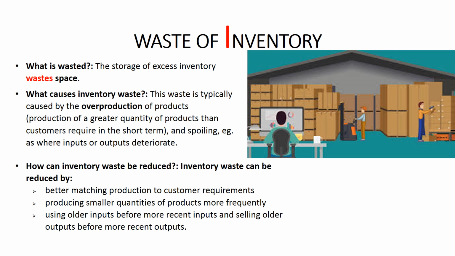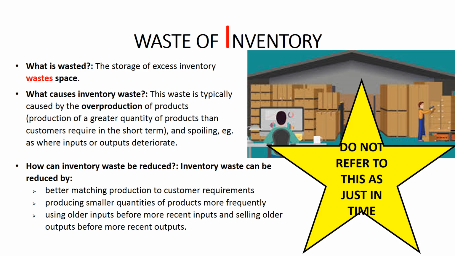Inventory waste can be reduced in one of 3 ways. First, by better matching production to customer requirements. Second, by producing smaller quantities of products more frequently. And third, by using older inputs before more recent inputs and by selling older outputs before more recent outputs. Now, the purpose of materials management strategies is generally to do all of these things. However, you must not use material management strategies, including just-in-time, as examples of waste minimisation strategies.